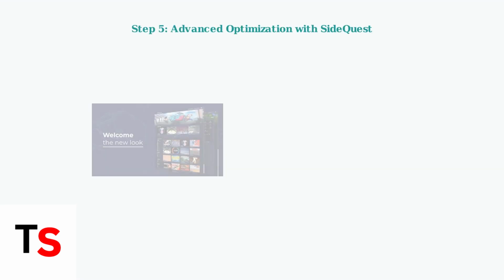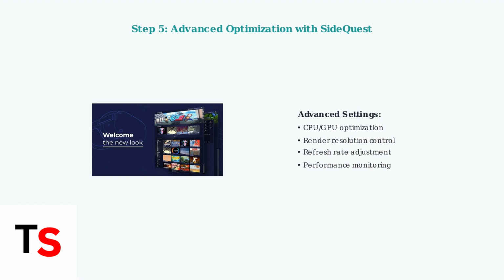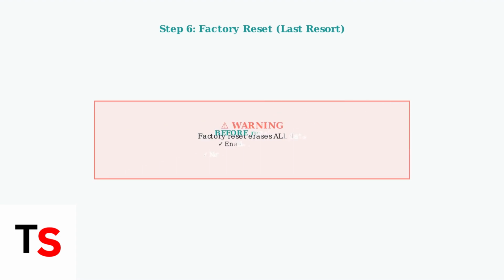For advanced users, SideQuest provides powerful optimization tools. You can adjust CPU and GPU settings, render resolution, and refresh rate to improve performance and reduce memory usage. As a last resort, consider a factory reset. This will erase all data and return your headset to its original state. Always enable cloud backup beforehand to preserve your game progress and settings.